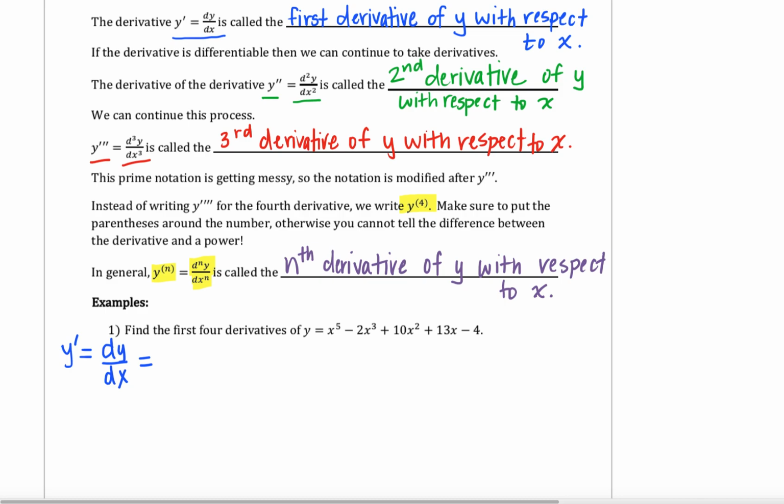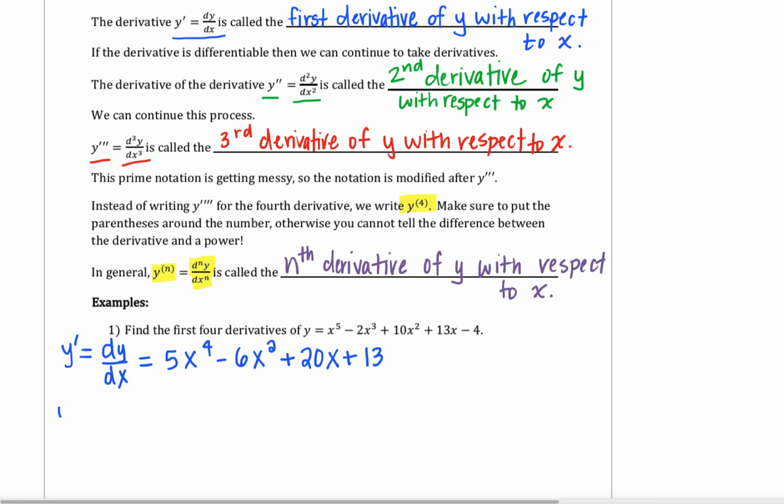The derivative of x to the fifth would be 5x to the fourth. The derivative of negative 2x cubed would be negative 6x squared, since when we use the power rule, the 3 comes down, and 3 times 2 would give us the 6. Then we subtract 1 from the exponent. Plus, the derivative of 10x squared using the power rule would give us 20x. And then the derivative of 13x would give us plus 13. And then negative 4 at the end here is a constant, and the derivative of any constant would drop to 0. That would be our first derivative.